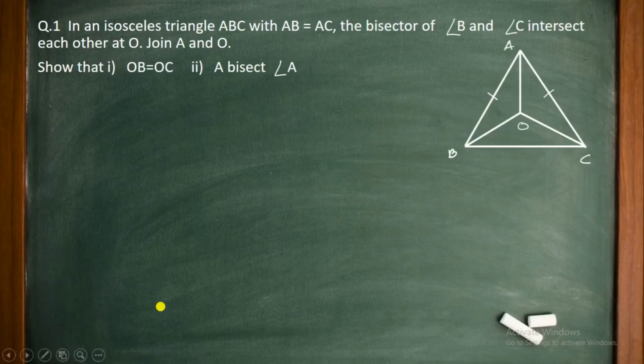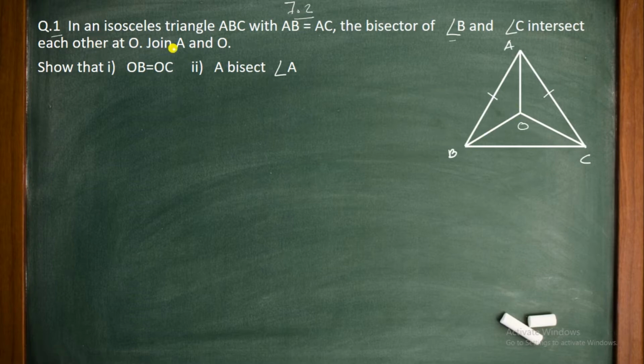Welcome all. In this video, we are going to solve question number 1 of exercise 7.2. The question is, in the isosceles triangle ABC, AB is equal to AC. This AB and AC are equal. The bisectors of angle B and angle C intersect each other at O. So, OB and OC are the bisectors of angles B and C, and both intersect at O at this point.